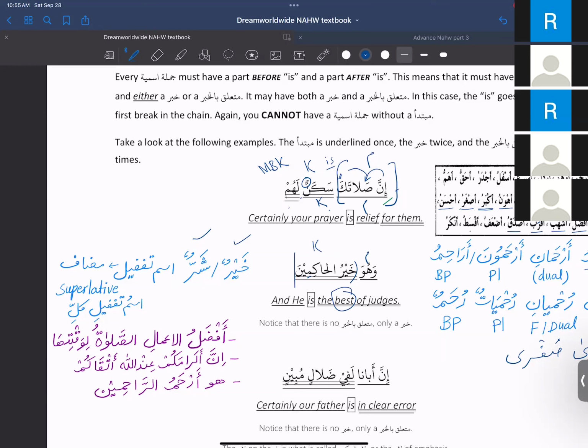Yes, because lam is harfu jar. Waqti is ism majroor, and then waqti is light, wa huwa mudaf, right? And idafa pragmatic. And what is this ha referring to? Going back to where? Salah. Salah is feminine because of ta marbuta, that's why ha is used. So the best of the deeds is my mubtada, as-salatu is my khabar, and liwaqtiha is the zarf.